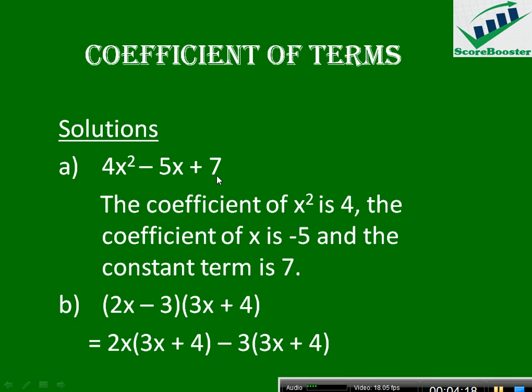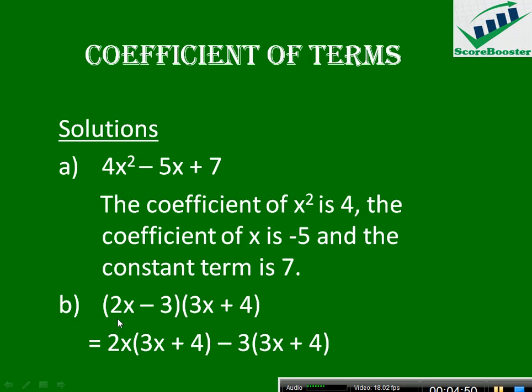Now, we move to the second question, which is what? 2x minus 3 multiplied by 3x plus 4. And this is from the instruction given before you proceed to the viewing of this video. You were told that you should know how to multiply algebraic expression. So this is where you're going to use that knowledge, the multiplication of algebraic expression. 2x minus 3 multiplied by 3x plus 4.